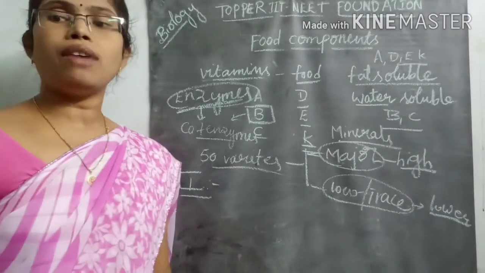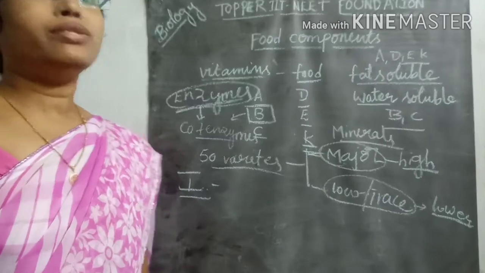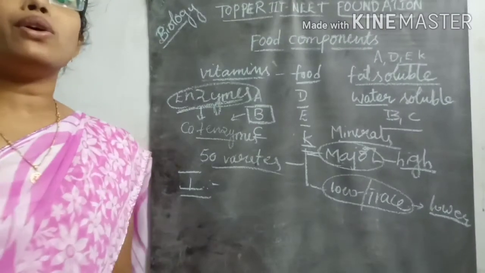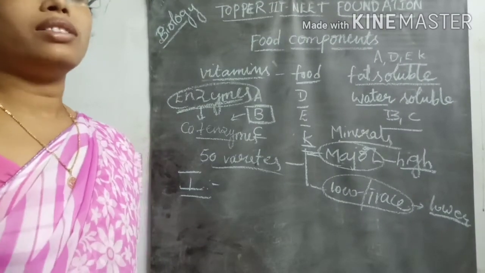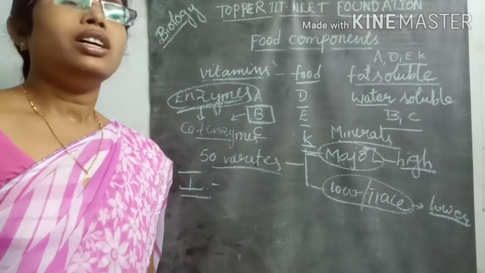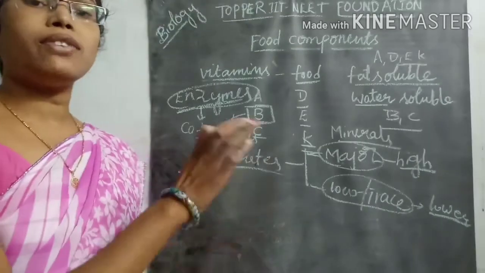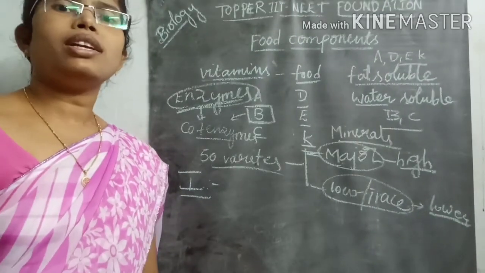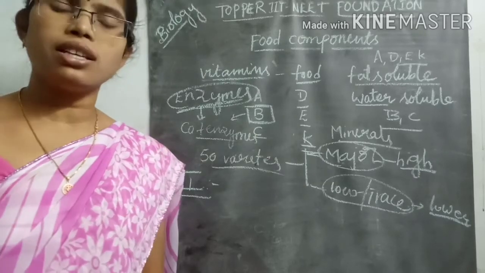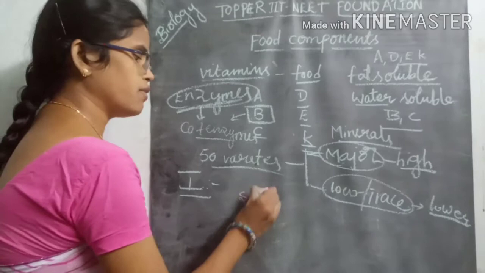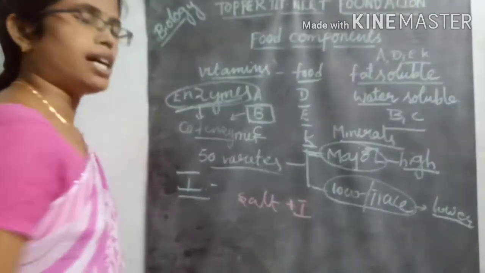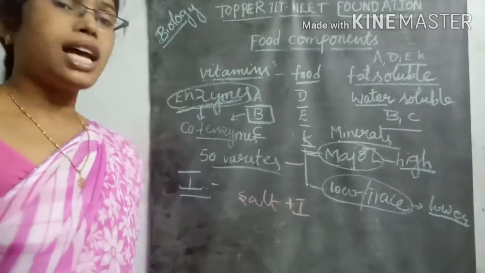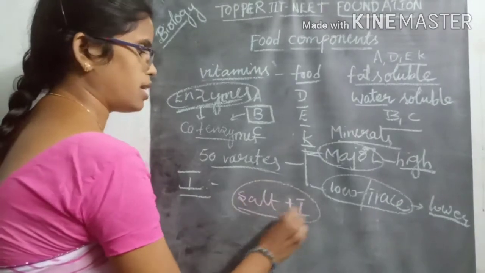Iodine is required by our body in somewhat higher amounts, and it is taken through salt also. In olden days we did not mix salt with iodine, but nowadays, due to some metabolic deficiency disorders, we use salt mixed with iodine. In the market we can hear the term iodized salt.